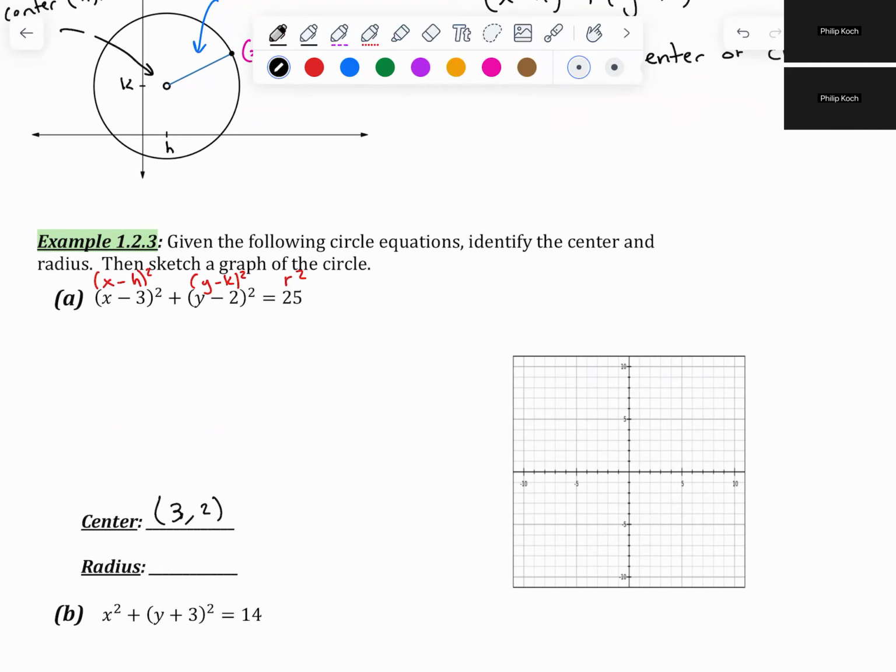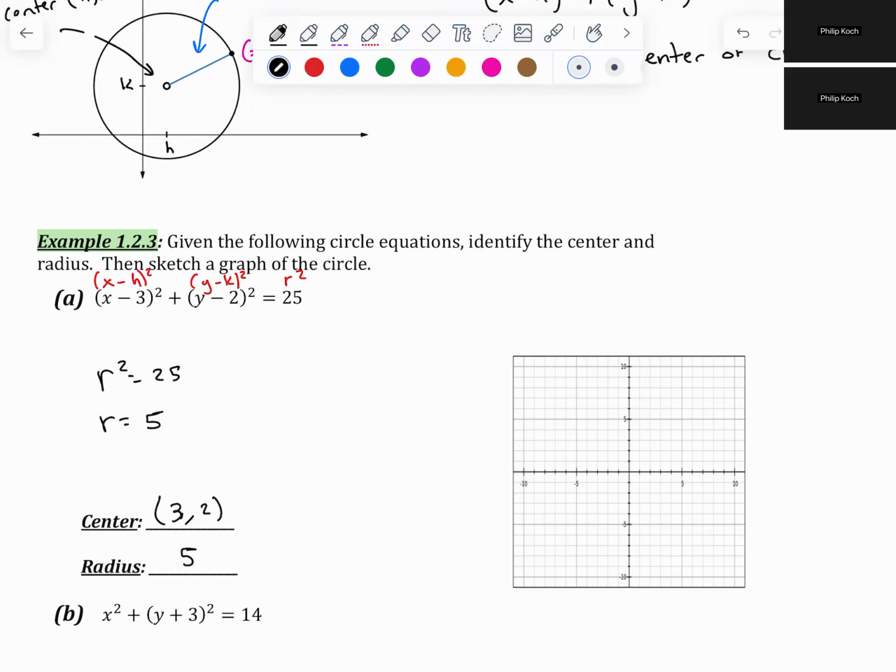And the radius, since r squared is equal to 25, that means that r is equal to 5. Technically speaking, it should be plus or minus 5, right? We take the square root, we have to add the plus or minus. But since we're talking about radii and radius is a distance measurement, distance can't be negative. So we keep just the positive one. So the radius is 5.